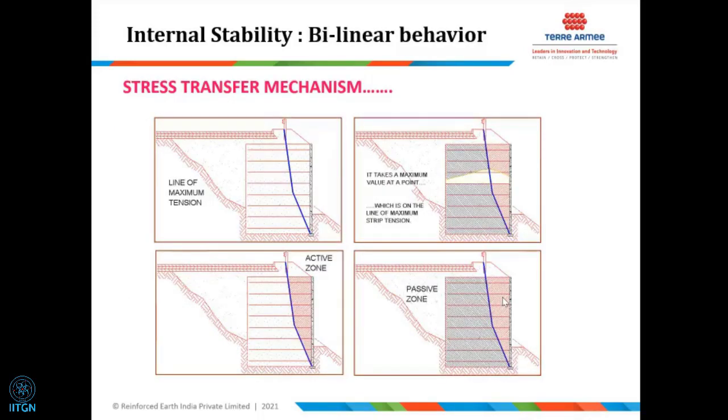So as I have explained the bilinear behavior, this line actually represents the maximum tension line, and you can see on the top right hand corner the variation of the tension along the strip. The bottom two figures show you the active and the passive zone. The shaded area on the right hand side is the active zone, and the zone which is behind the plane is the passive zone, which is holding the structure together.